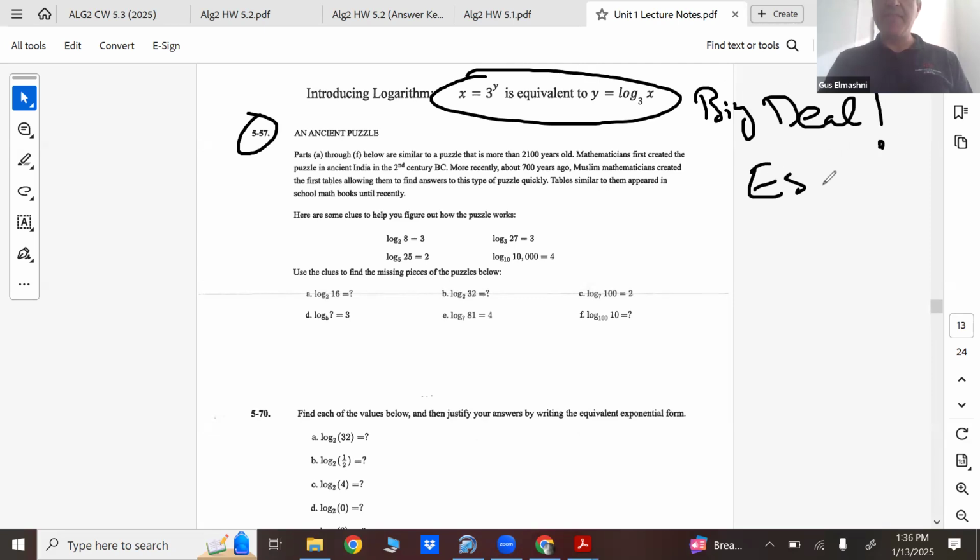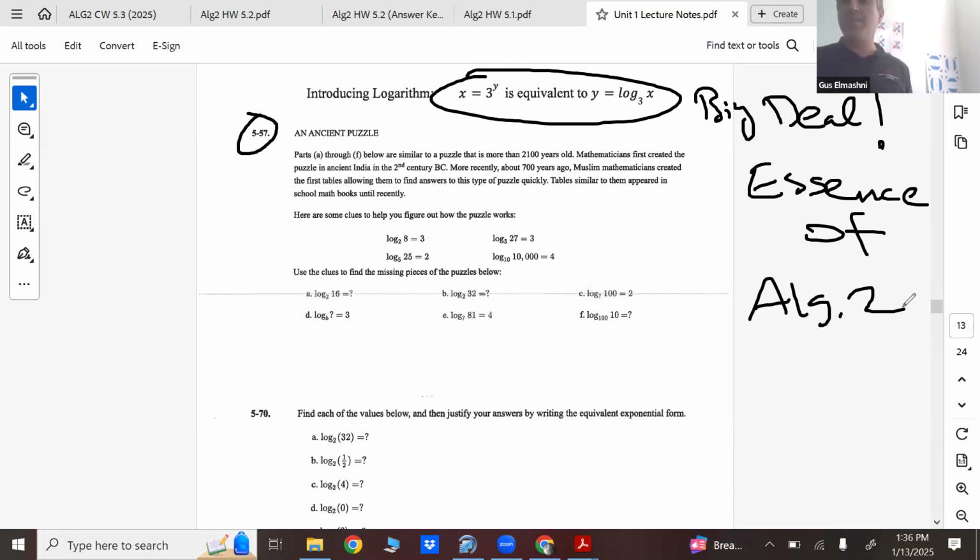This relationship is kind of the essence of algebra. I don't say it lightly. If you ask anyone what was the one thing that gave you a hard time, or that you remember from Algebra 2, it's usually going to be this. Just so you know, these are equivalent equations: x equals 3 to the y.